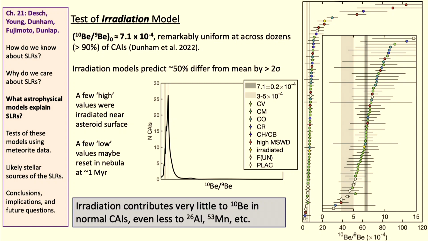They seem to have been heated at a late time, giving them lower values, or they seem to have been affected by irradiation on an asteroid surface. And so there's a very, very strong peak in the distribution. So they look very homogeneous.